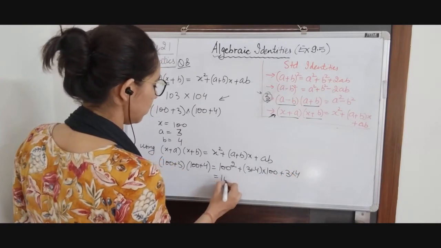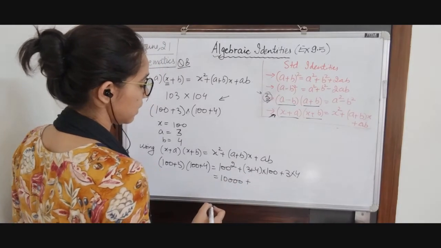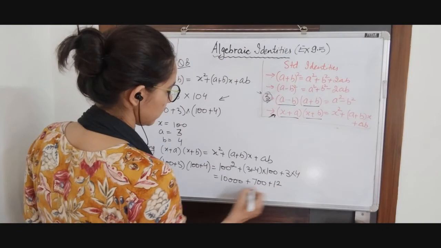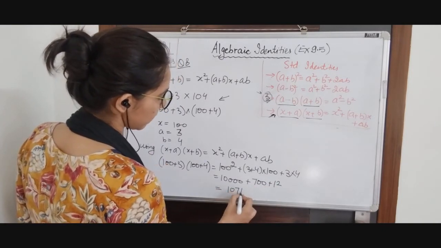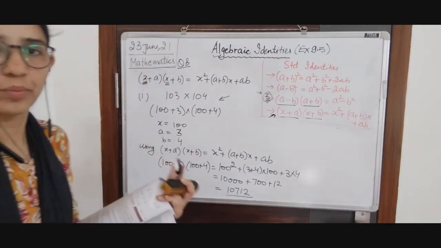It is going to be 10,000 plus 3 plus 4 is 7. 7 into 100 is 700 plus 12. So ultimately we are going to get 10,712. This is how we are going to solve question number 8.